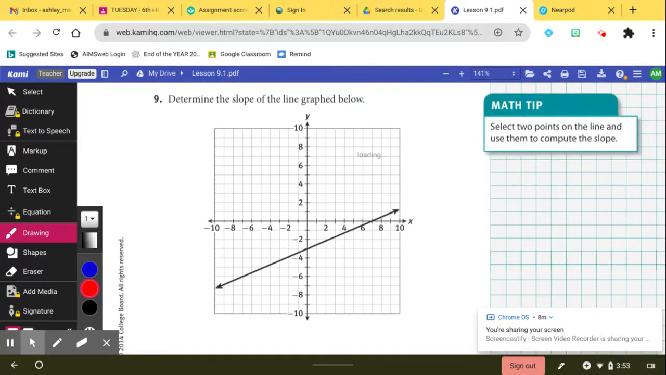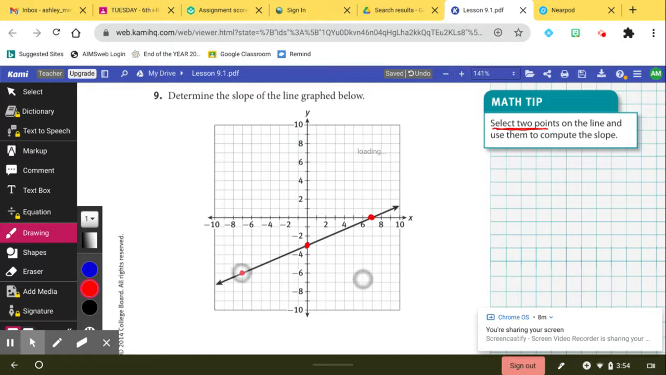So 9 says, determine the slope of the line graph below. So really, we just need to find the rise over run. Now, the key main point, it says select 2 points. Make sure you're selecting 2 nice points with nice ordered pairs, so integer ordered pairs. So I see this is a nice point. This is a nice point. And this is a nice point.